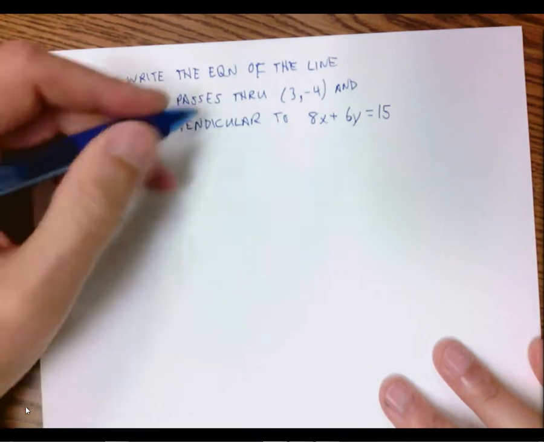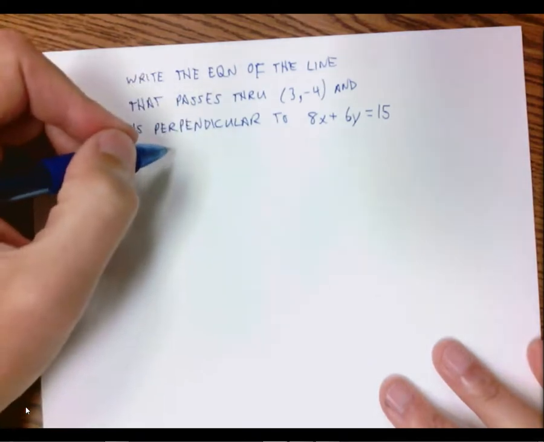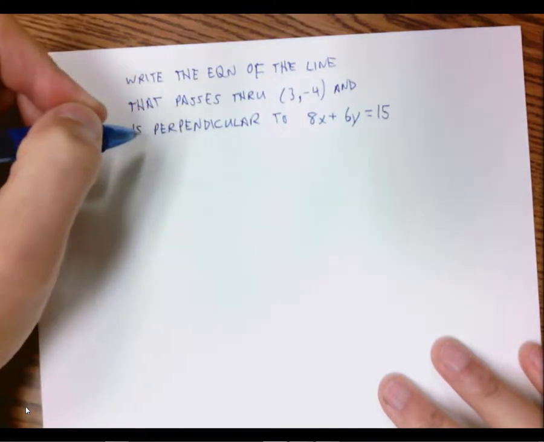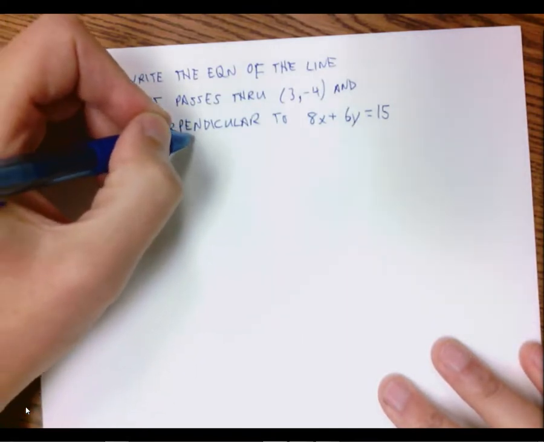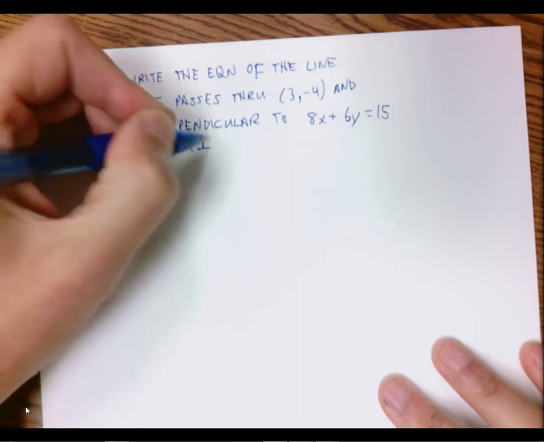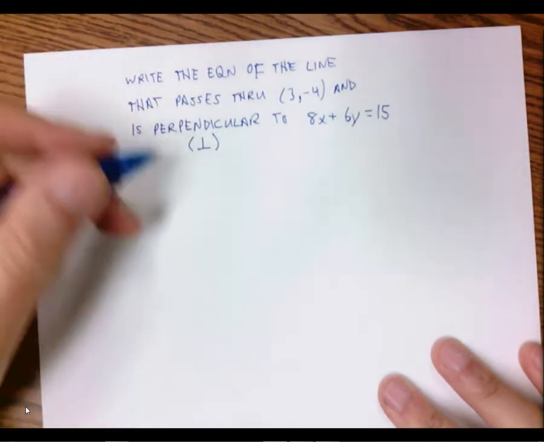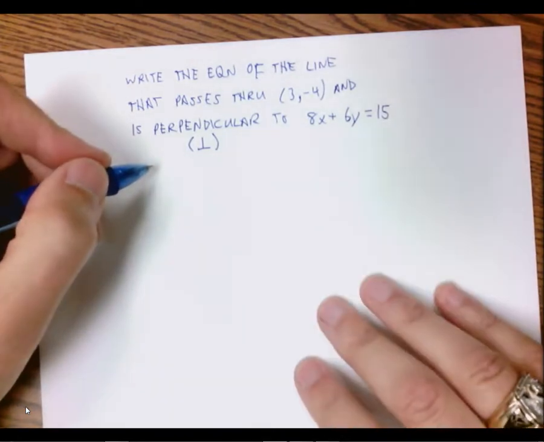Now, by the way, I'm going to introduce some notation here. Notation is like a shorthand or an abbreviation. Perpendicular can be abbreviated with an upside down T. It sort of looks like a 90-degree angle, right? So anyways, let's go ahead and do the math.